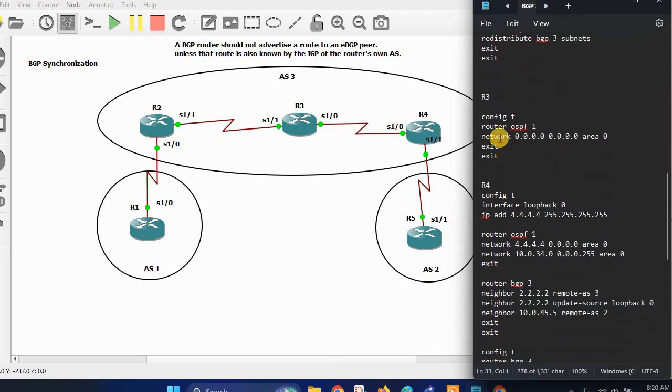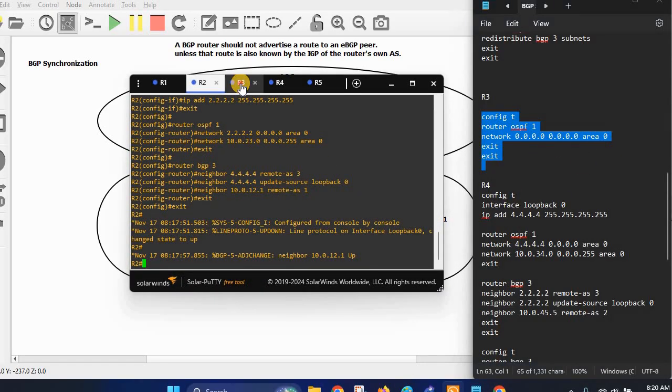And this is the R3 configuration. R3 configuration only, not configuration in a loopback, just configuration of OSPF and direct advertise to direct connected network. Okay, we are using default network. R3 configuration.